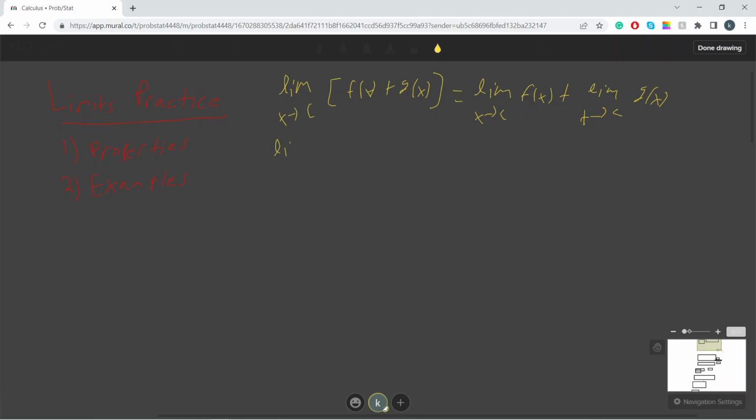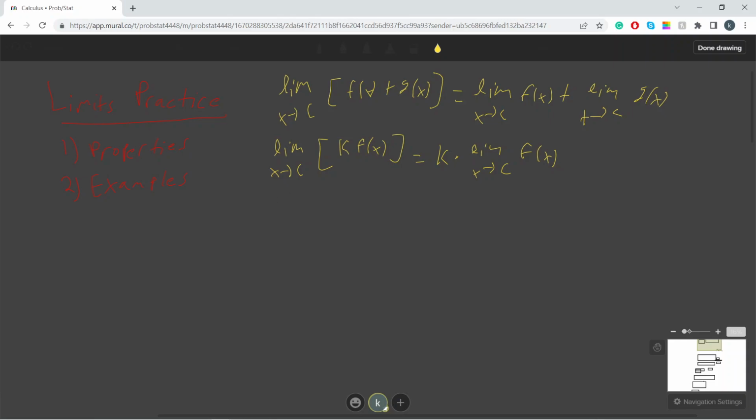Likewise, we can also pull out constants in limits. So if we have the limit as x approaches c of, say, k f of x, where k is a constant, this is simply equal to k multiplied by the limit as x approaches c of f of x. So we can separate via addition and subtraction in limits, and we can even pull out constant multipliers.